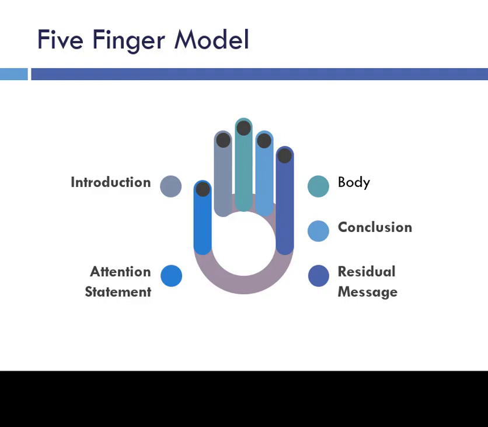So take your hand out and follow along with me. Your thumb is your attention statement. First finger is the introduction. Middle finger is your body, where you're going to be spending most of your speech time. Conclusion on the ring finger, and finally the residual on your pinky. It's a critical structure that you can use to evaluate your presentation and others.